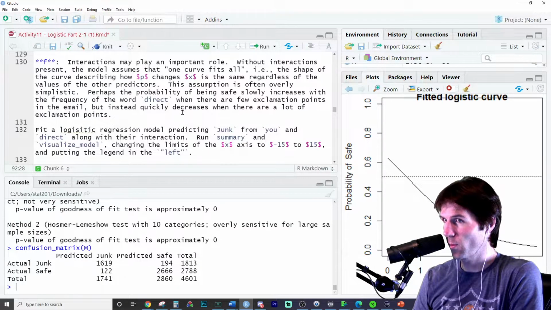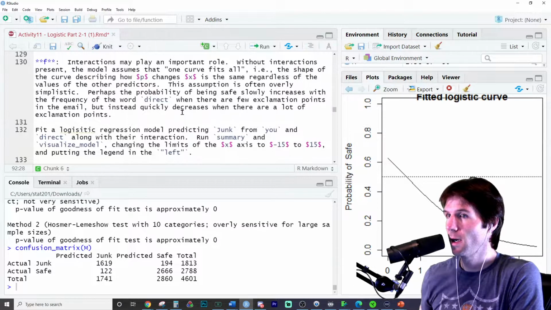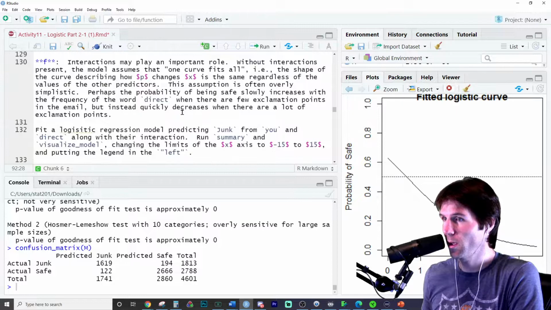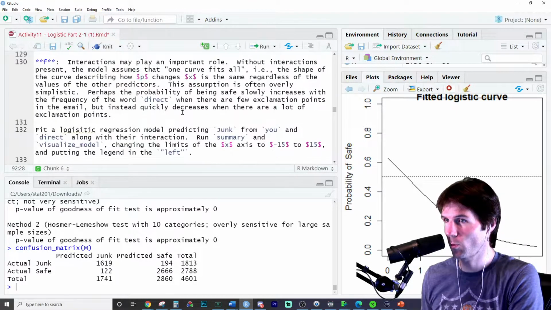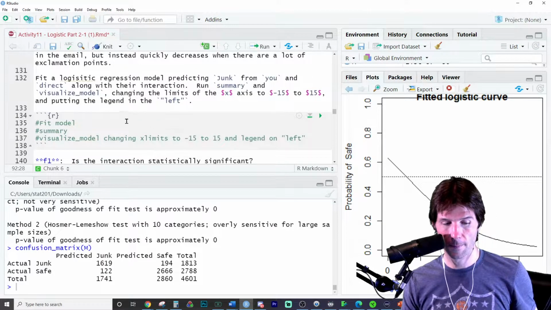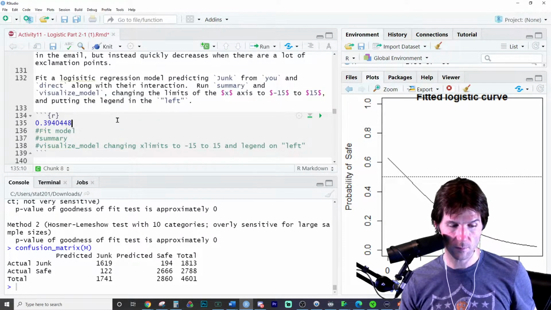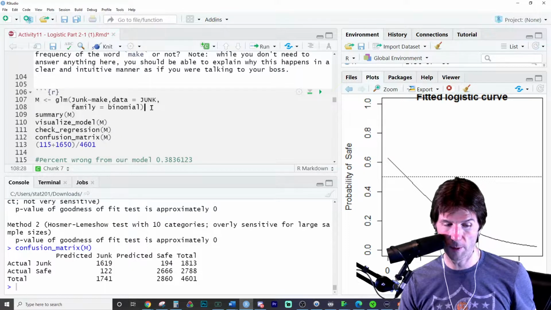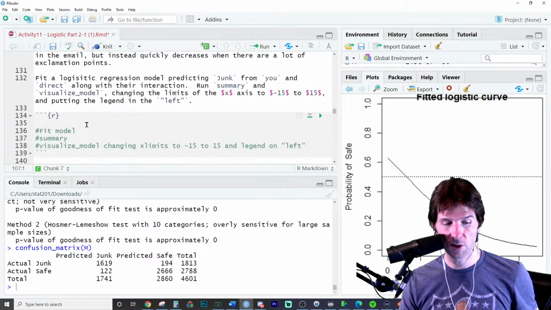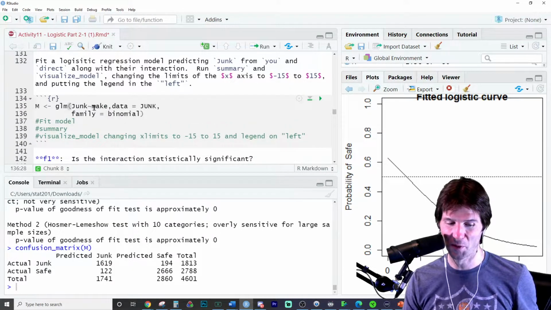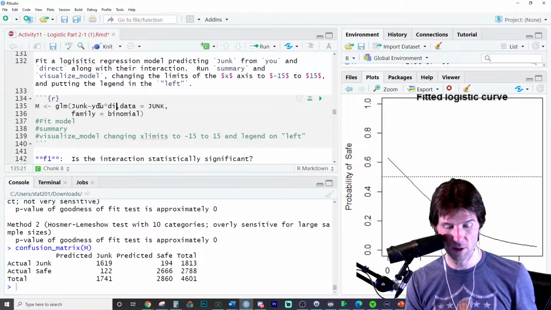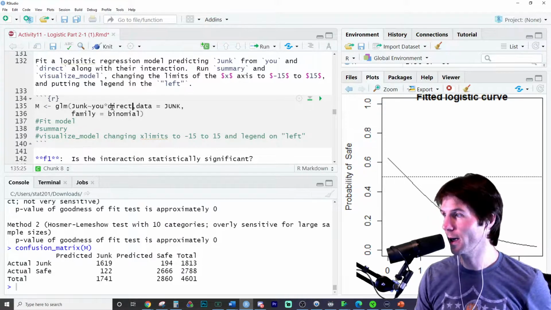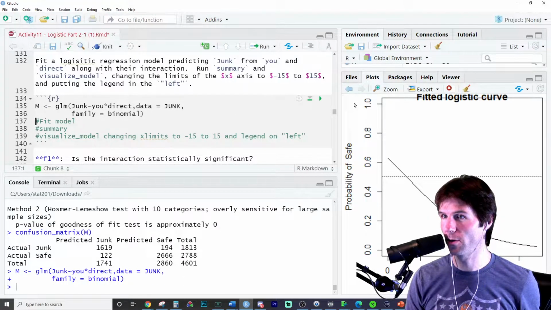Interactions may play a significant role. Without interactions, the curve will be constant, the same shape across. And now we're going to allow for some interactions between the variables, predicting junk from u and direct along with their interaction. Okay. Oh, we don't have the model saved anymore. Let's go grab our model. Nice, easy way: just calling all of our models M, just overwriting them. And let's go here to U and then make the interaction between the two and go direct. To make an interaction, multiply them and you get it.